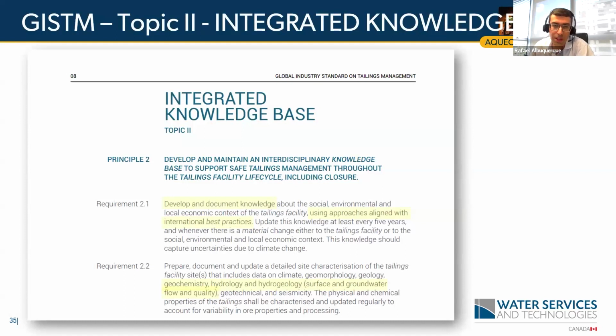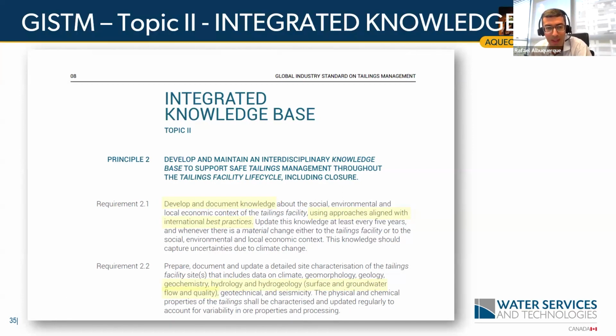Now, one thing that is very interesting to note is that on topic 2, principle 2, the first principle is focused on affected communities, obviously, people first. But the very second principle talks about an integrated knowledge base, right? It establishes that the mining companies should develop and maintain an interdisciplinary knowledge base to support safe tailings management throughout the tailings facility life cycle and closure, right? So develop and document knowledge using approaches aligned with international best practices.